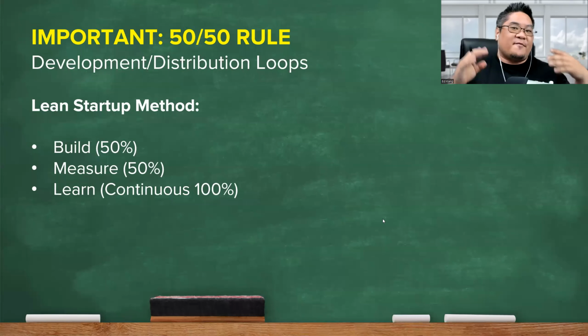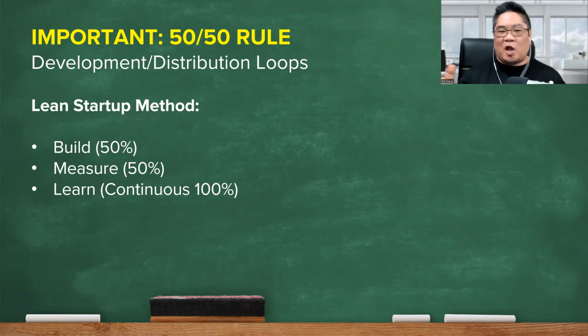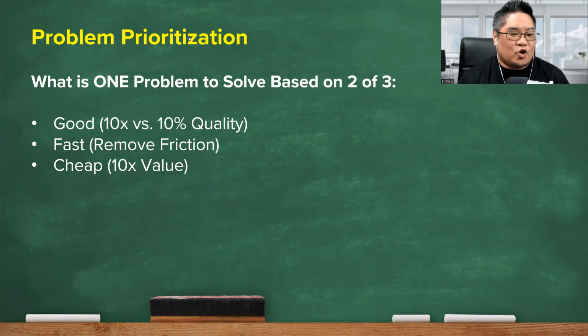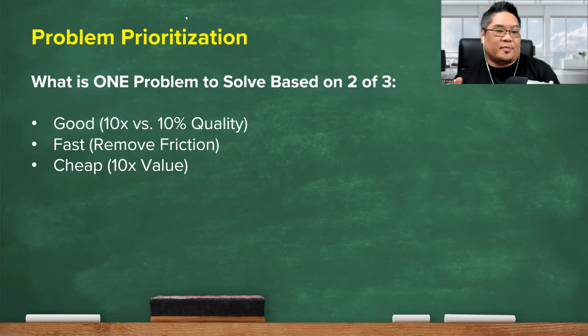So always remember 50-50, literally block your time out. And as you're building your MVP, go with the 50-50 methodology. All right. So then how do you prioritize what problem you're solving? Because most likely there are lots of different things that you can go after.